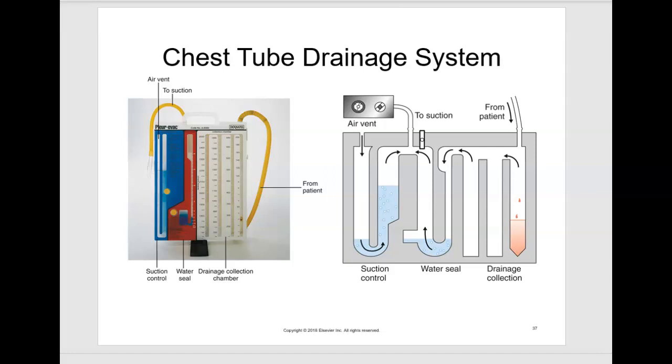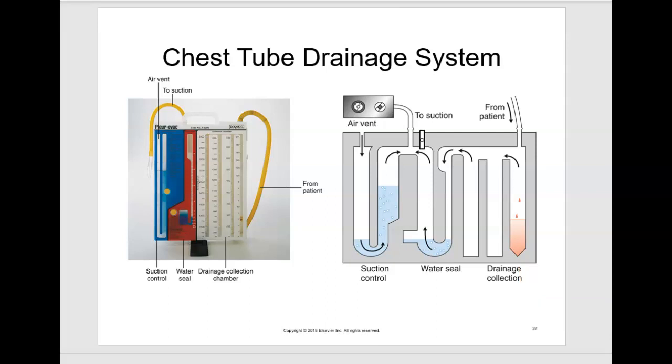We'll want to monitor the drainage that we're collecting, and if we see that we're collecting more than 70 milliliters per hour, we'd want to notify the physician. So we definitely want to be monitoring that frequently when it's first inserted. After the first 24 hours, usually that drainage slows down and you can assess it around every 8 hours or so.